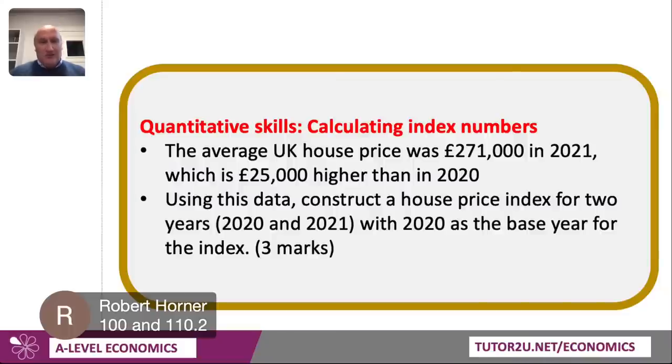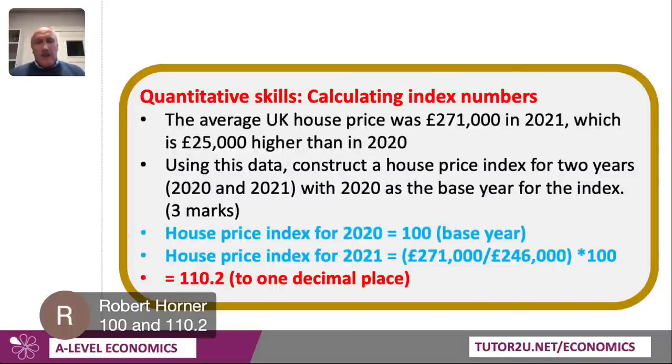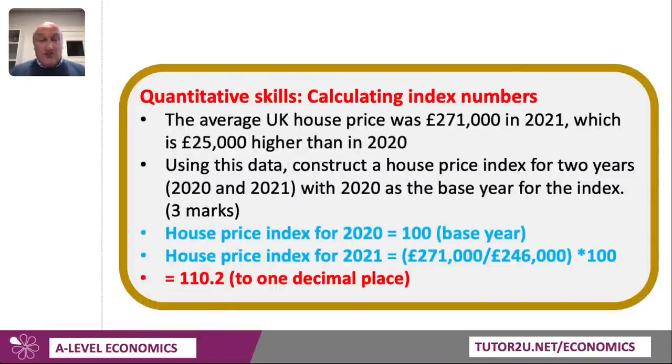Let's double check them. Let's just work through the explanation together. So the house price index, first of all, you can calculate the house prices in 2020 must have been 246,000. You take off 25,000 from 271. That becomes your base year. So the base year index is always 100. And then you express house prices in 2021, 271 divided by 246 times 100. So you take your base level. Okay, 110.2 to one decimal place. Well done.